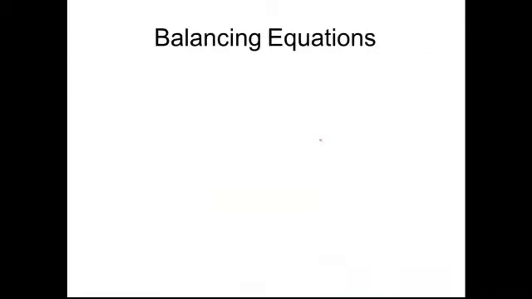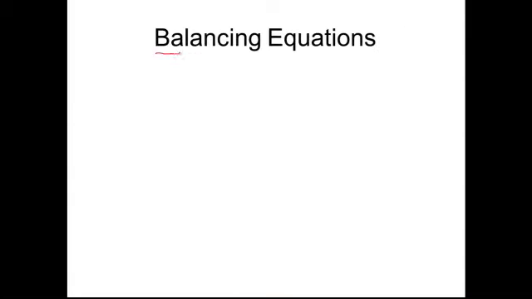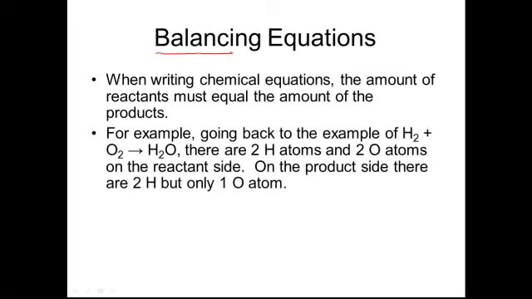One of the things I told you earlier is that when you have an equation or a chemical reaction, you cannot create or destroy matter. So if we have 1 sulfur on this side and 2 over here, it looks like we've created a sulfur atom, which you cannot do. And so what you have to do is this thing called balance. You have to balance the equation, which means whatever you have on the left-hand side, you also have to have the same amount on the right-hand side. So the amount of reactants must equal the amount of products.